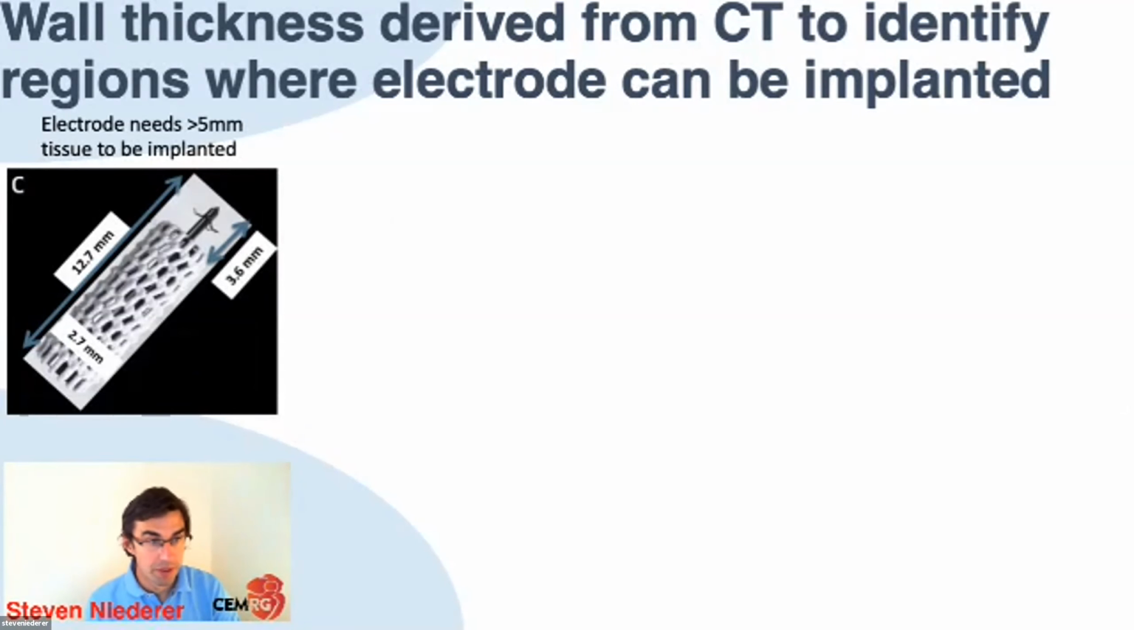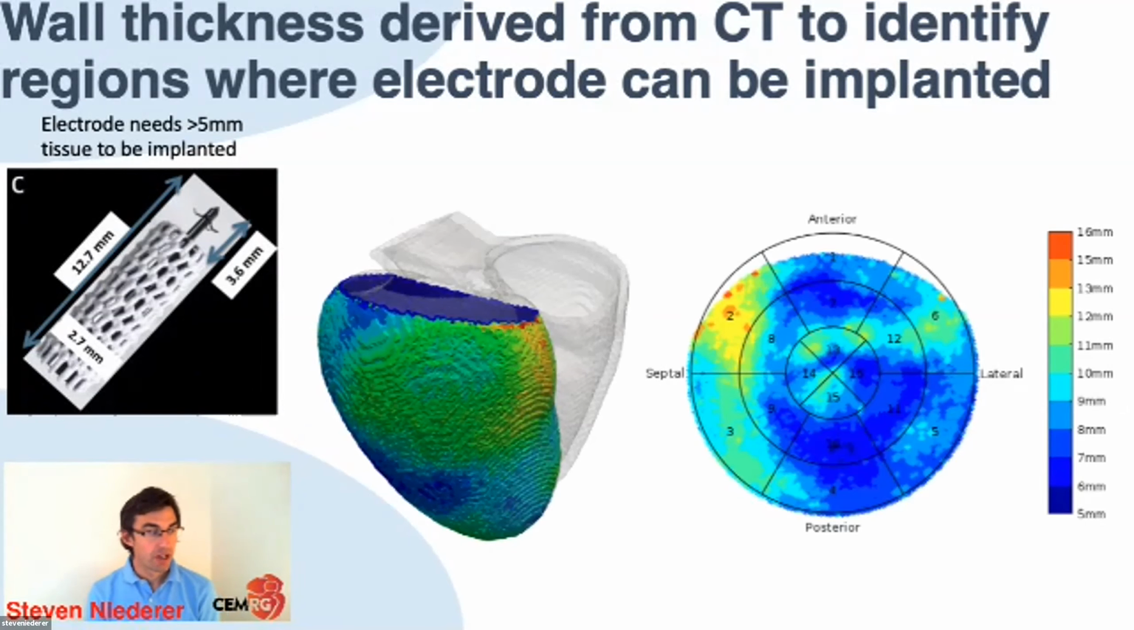Another problem which was highlighted to us by the device company was that their electrode, while small, does have a barb at the end of it, which is 3.6 millimeters long. And so we really don't want this to go through the wall of the heart. So the wall of the heart where we implant this barb needs to be at least 5 millimeters thick. So we can generate these wall thickness maps for our patient's hearts, and we can then project those onto the AHA segments. So we know that we don't want to be placing in very thin regions, such as here we have the posterior lateral region, where the wall was particularly thin.